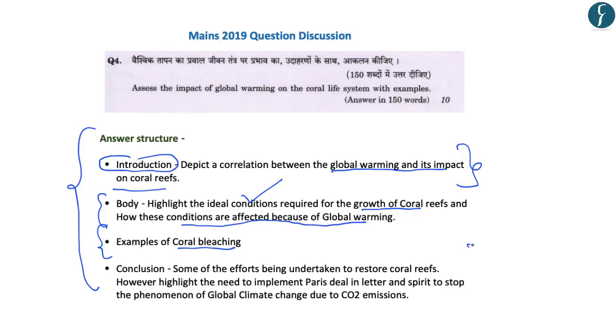In the conclusion, you would have provided some of the efforts that are being undertaken to restore the coral reefs. However, you would have highlighted the need to implement the Paris Climate Deal in letter and spirit in order to reverse the phenomenon of global climate change due to anthropogenic activity and CO2 emissions. After looking at this answer structure, let us look at these points one by one.